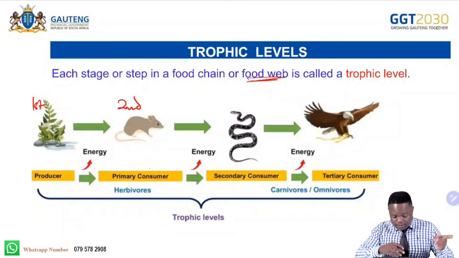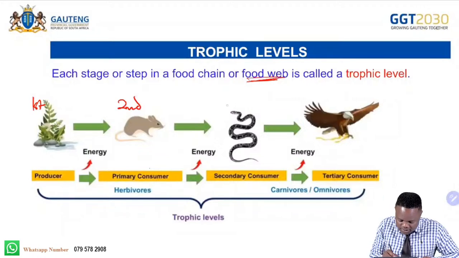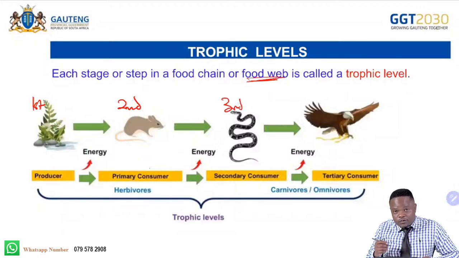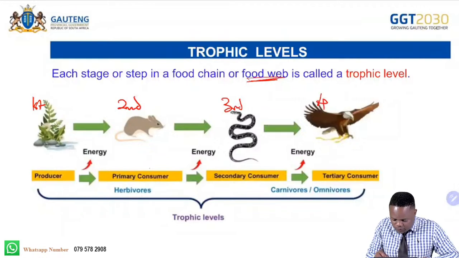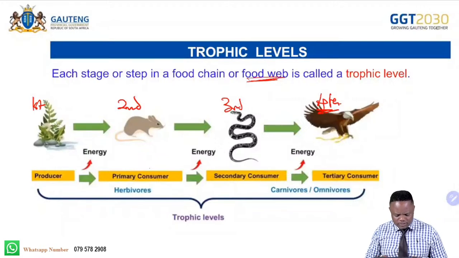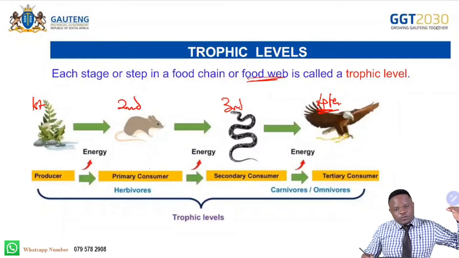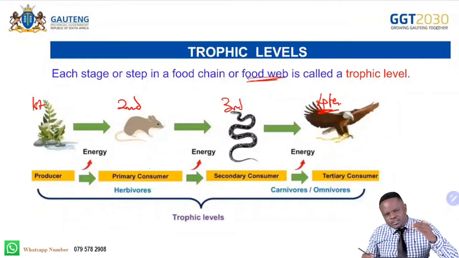From the primary, we go to the secondary, which is the third trophic level. And then last but not least, we have our fourth trophic level, which is our tertiary consumers. So we're saying our energy flows from one trophic level to the next trophic level.